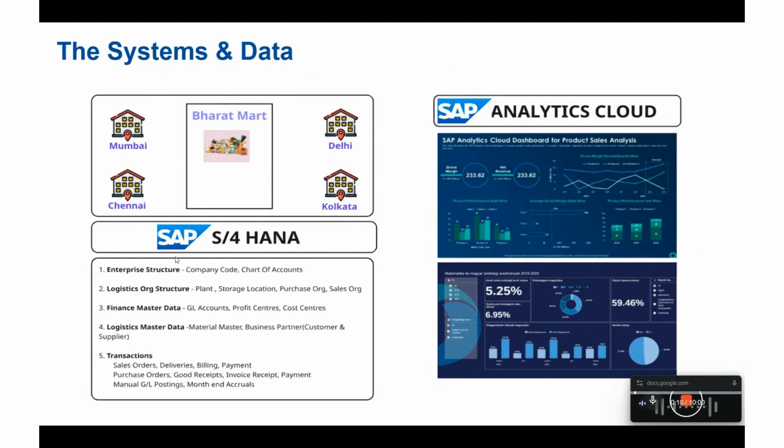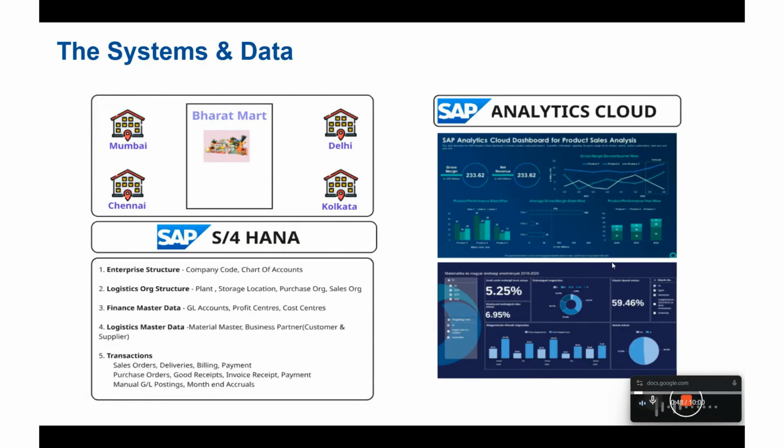Bharatmart uses SAP S4HANA as their ERP system. All the stores like Mumbai, Delhi, Kolkata, and Chennai are maintained as plants within the SAP S4HANA system. And this is where all the master data and transaction data relevant for running the Bharatmart business is stored. This data is a treasure trove based on which we can build really important dashboards which are used to derive meaningful insights for the business. These insights are key for making bigger strategic decisions which can be helpful to grow the business and increase profitability.